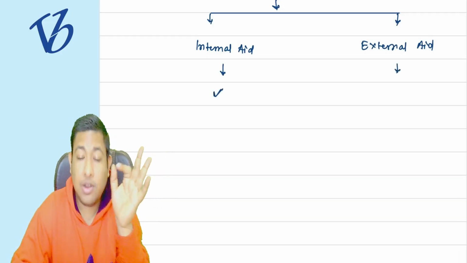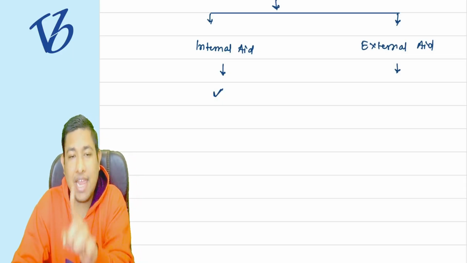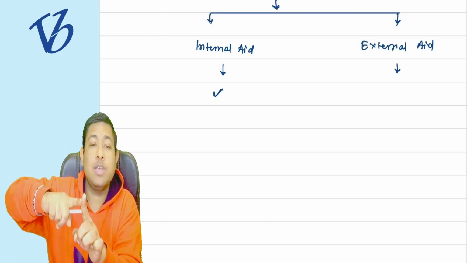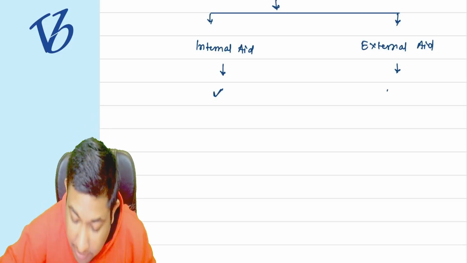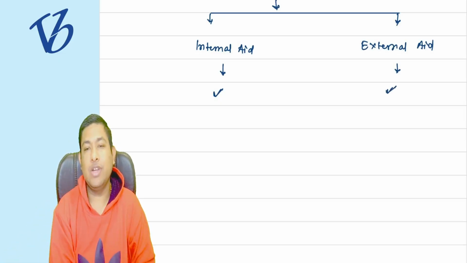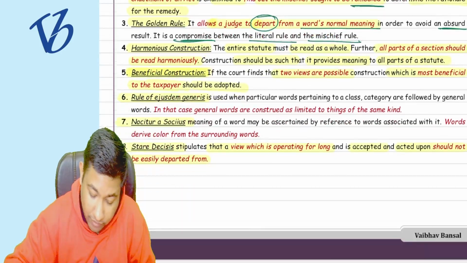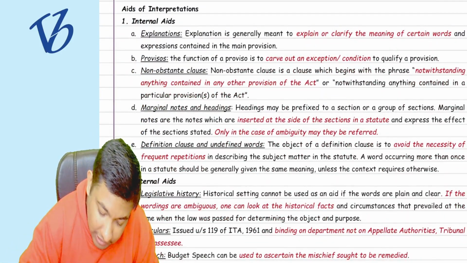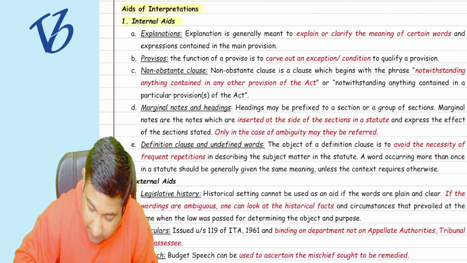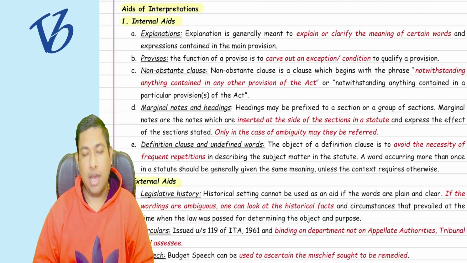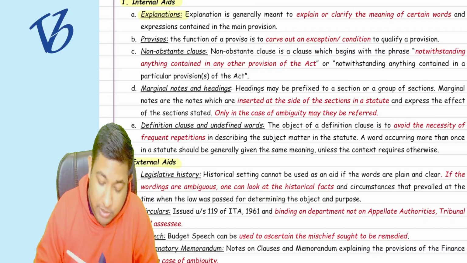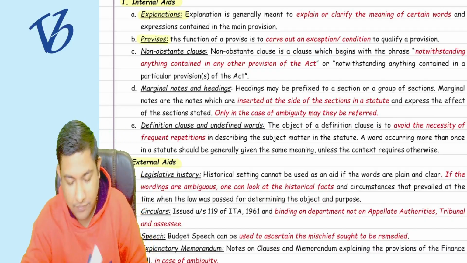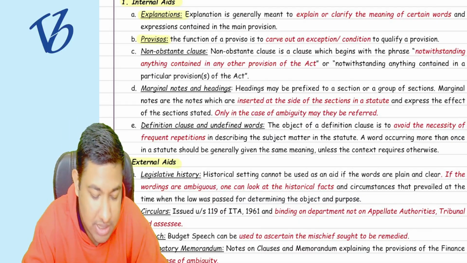But if we want to interpret the income tax act, but we are taking some help of some other material or resources apart from the income tax act, then it will come under the external aids. Understood? Now, moving forward, coming to the aids of interpretation. First is the internal aid, and then we will understand what the external aids are. In the internal aids, there could be some explanations, there could be some provisos. Now understand it very carefully, what is the difference between the explanations and the provisos.